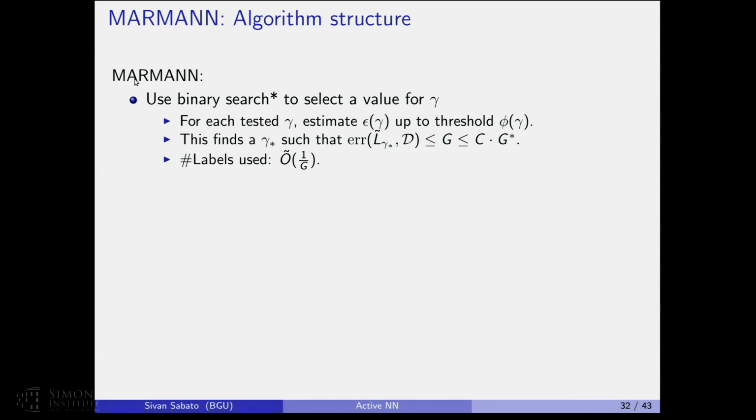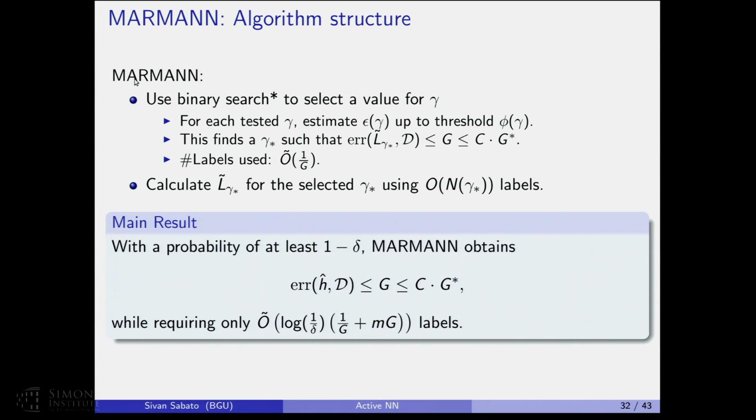Okay. Now, the second part is, I found a good gamma using this model selection process. Now, all I have to do is take this specific gamma, calculate the gamma net that I defined before, and calculate the majority vote for every point in the gamma net, which will cost me O of n of gamma star labels. And this is basically the model that I will output. This is the nearest neighbor database that I will output. So here, repeating again the main result, the number of labels that we need is really just the sum of these two terms.